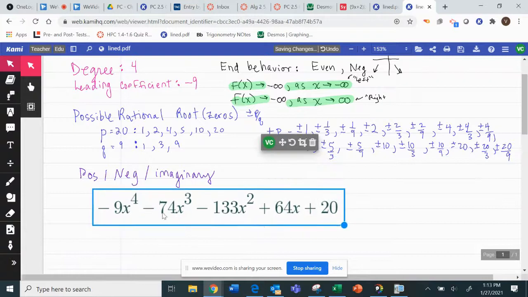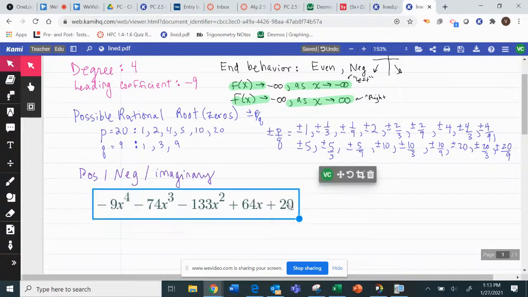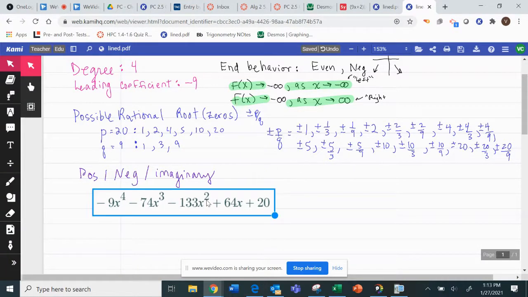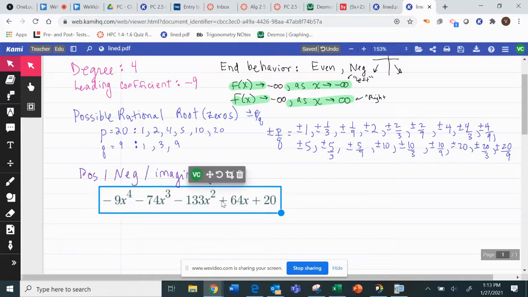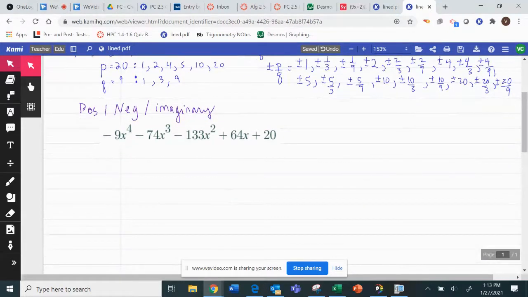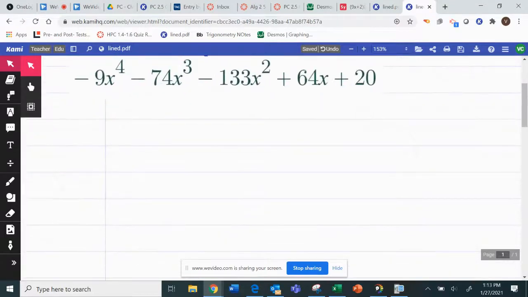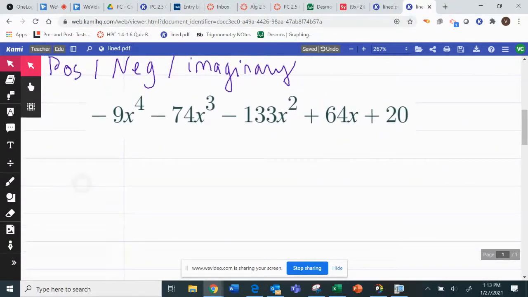Because I'm trying to zoom in so you guys can see really well, I'm just going to copy this equation over instead of looking at the one that's written above. I mean, you could use the one that you already wrote down.